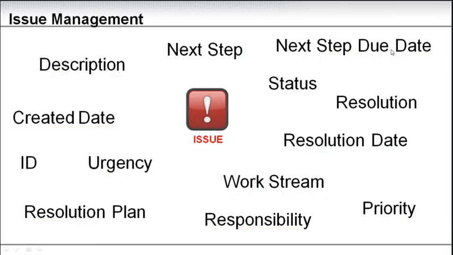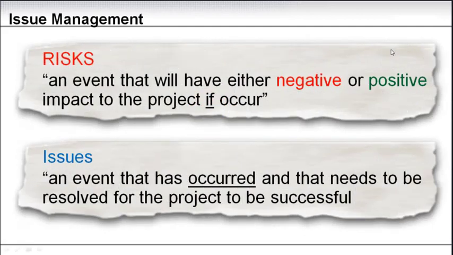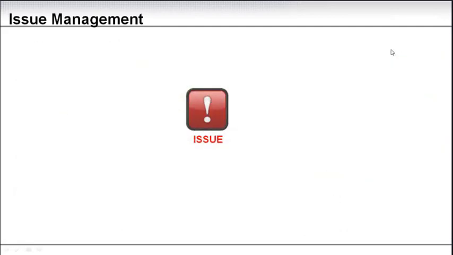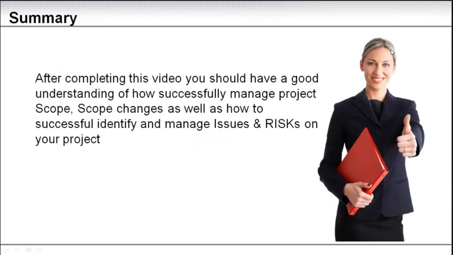These are a lot of different parameters that you need to record if you have an issue raised. And let's just go back here three slides and see that an issue is an event that has occurred, and therefore all of these items need to be addressed. We have on the website an issue log that you can download and start using, recording the issues on your project. Now, one thing before we do the summary: I've never seen any project that does not have an issue.